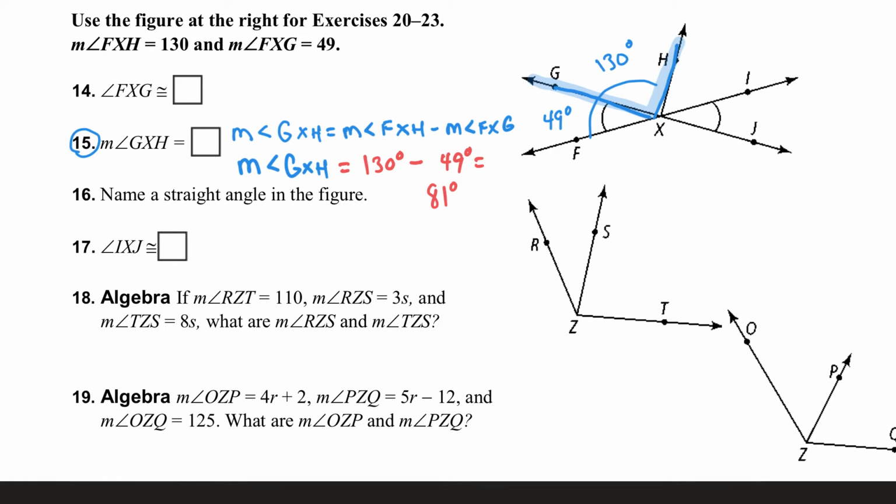I know it says in the exercise to use the figure for 20 to 23. I think it was meant to say from 14 to 17. Yeah, 14 to 17. And now I'm going to do one of the ones at the bottom. I think I'm going to do 19, so I'm going to pause it.